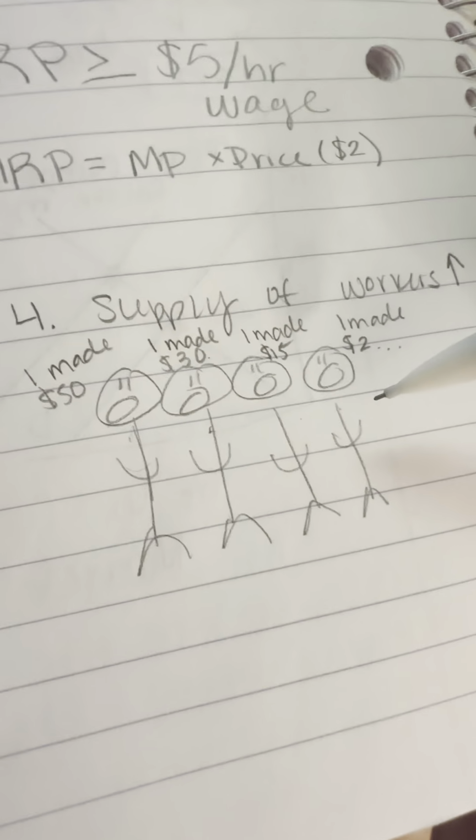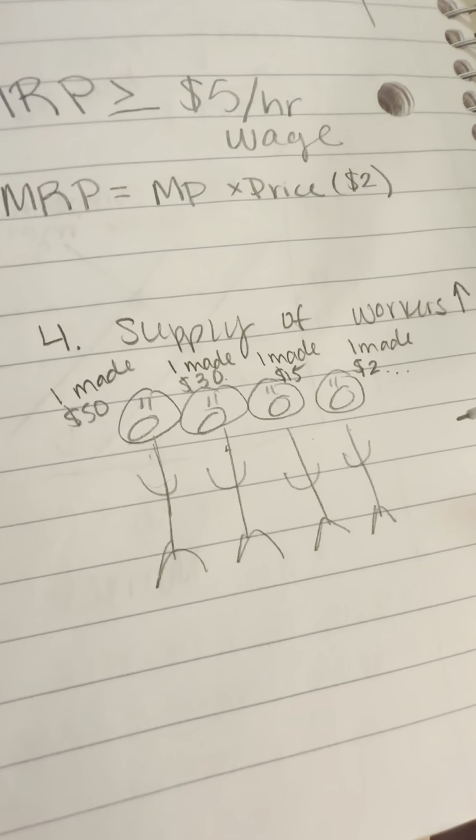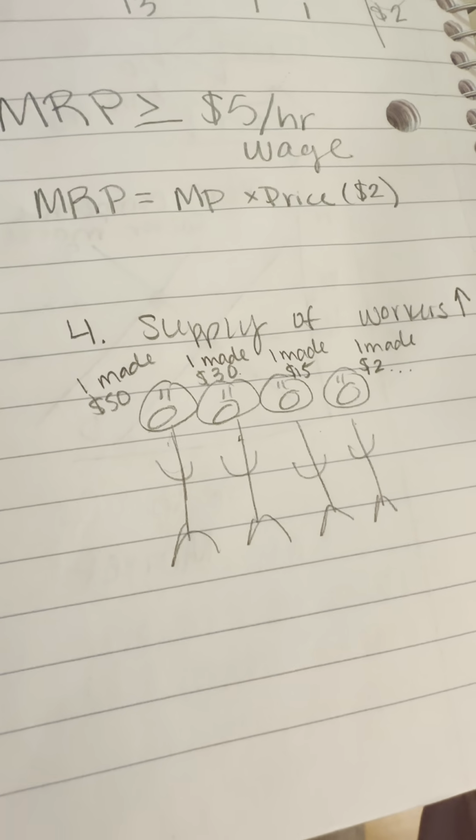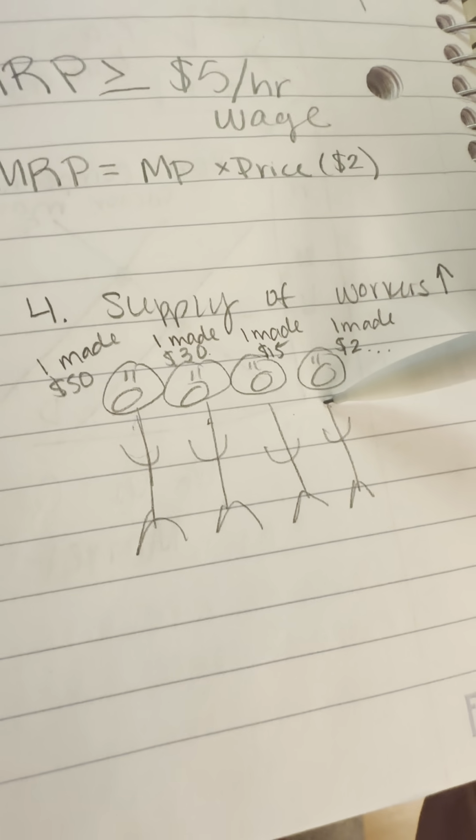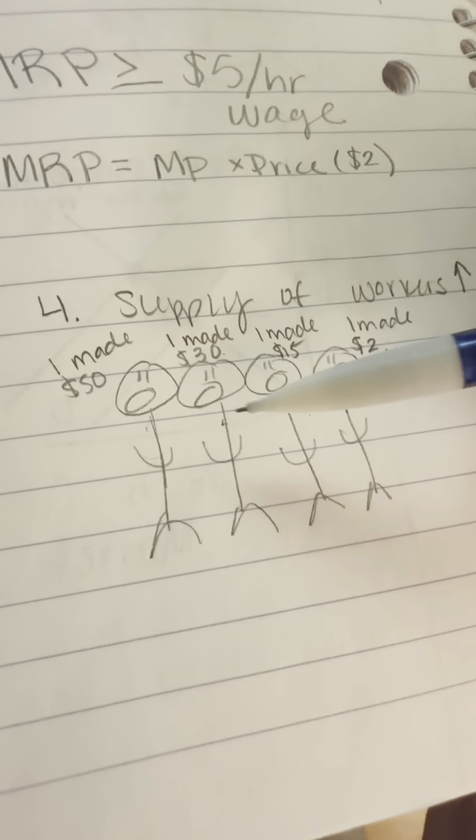So each additional worker is contributing less, and this could lead to higher costs for the firm if the increase in output doesn't really justify how much it's costing to hire this person, this person, this person.